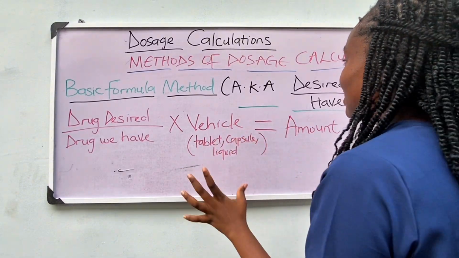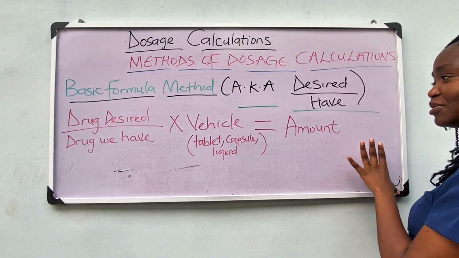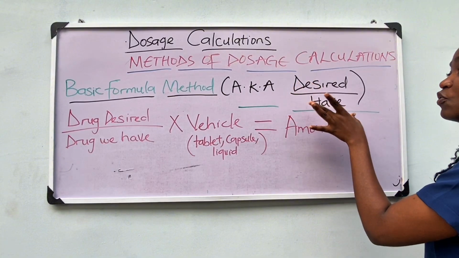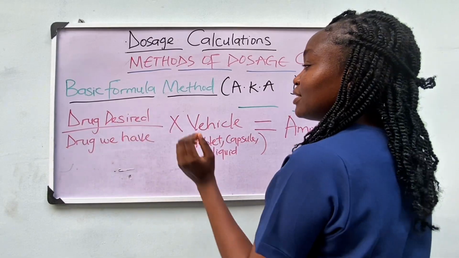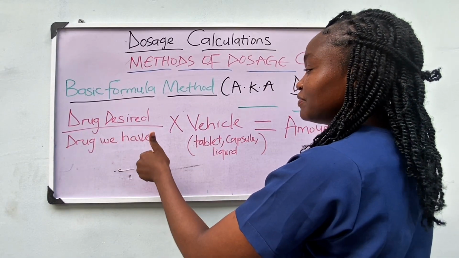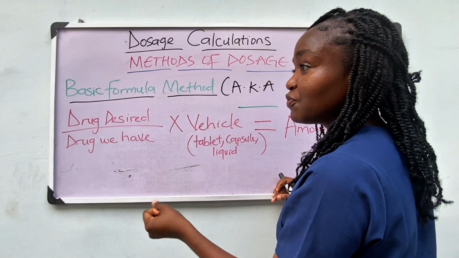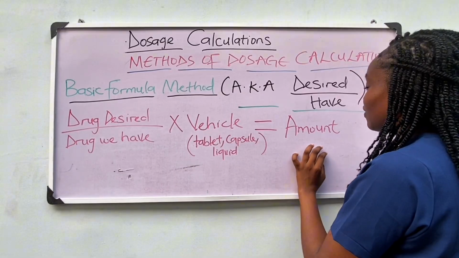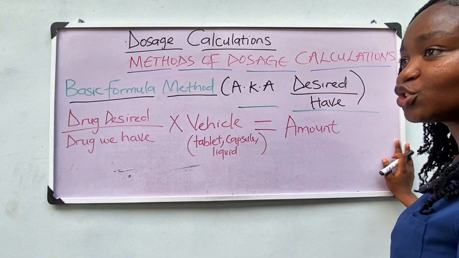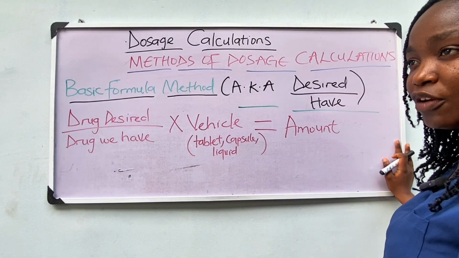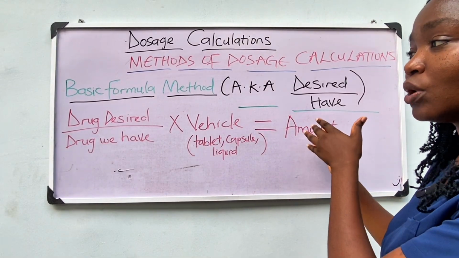So one thing you need to know is that this basic formula method is also known as the desired over have method. Now you want to ask, what does the desired over have method mean? And that's where we come here. This means the drug desired all over the drug we have, times the vehicle or the drug form. By vehicle, we mean, is this drug in a tablet form, a capsule form, is it in a syrup form? Which is going to give us our finality, which happens to be the amount that we get. Meaning from the question, we would know what exactly we are looking for, and whatsoever we are looking for gives us the finality. So think of the amount as the answer to our question.